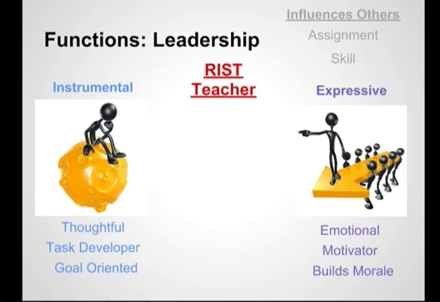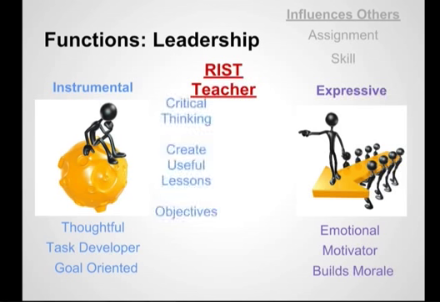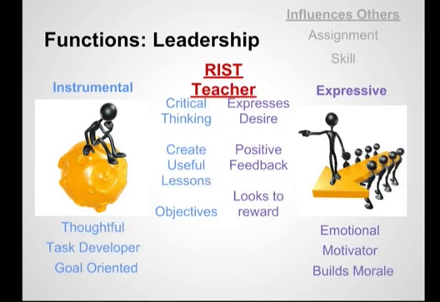So as a teacher, how can this fit into our schema, our way of doing things with our students? Well, as an instrumental leader, we need to be critical thinking. We need to be thinking through processes. And then with that thought process, we should create useful lessons for our students that are obviously tied to the goals that we want our students to achieve. But at the same time, we can't just be instrumental leaders in the classroom. We should also be expressive leaders. We should express our desires, whether it's a good desire or a bad desire. We should let our students see that and see our emotions as well in a modified sense.